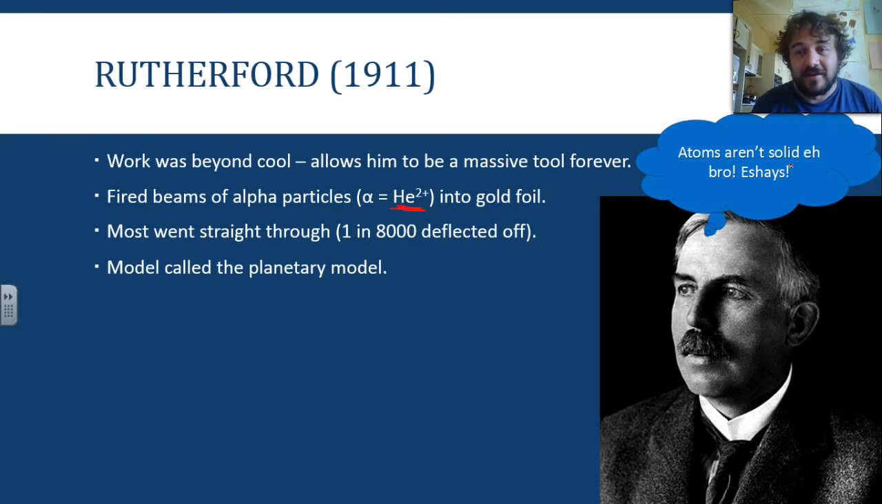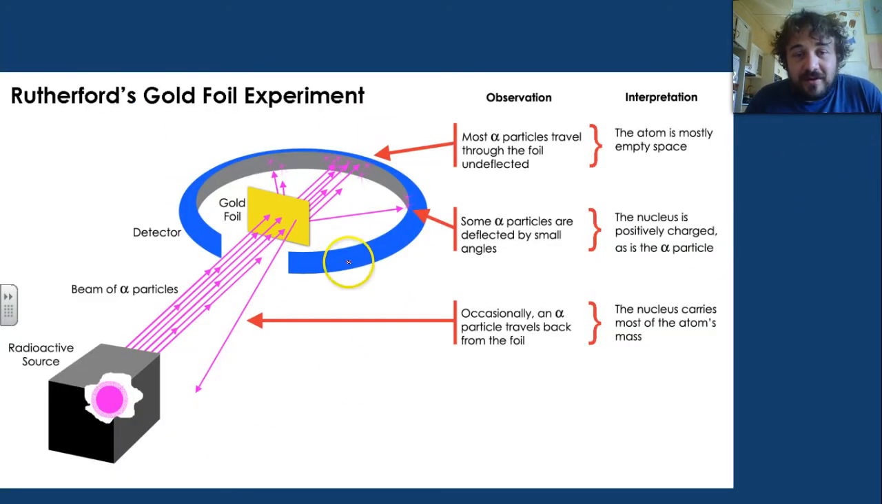We'll get into his work just a bit more. So this is what it looked like. He's got his gold foil, his radioactive source, and they all fly through. Most go through undeflected, they just go straight through. Okay, so here, this is an observation, and this is an inference, or his conclusion.